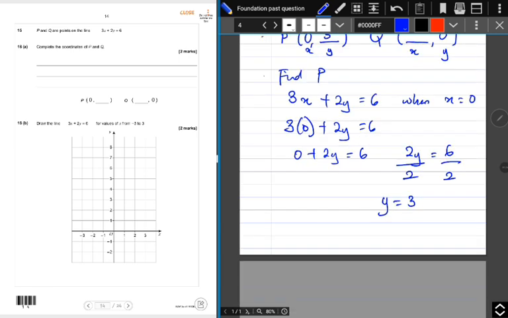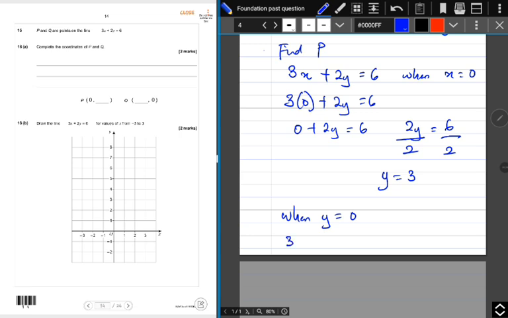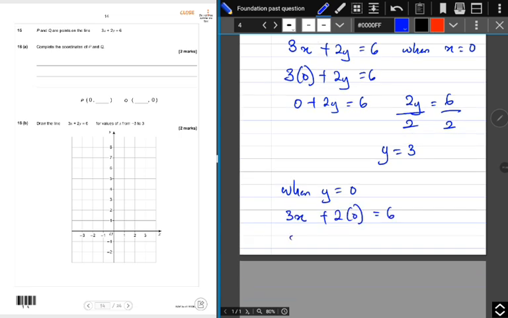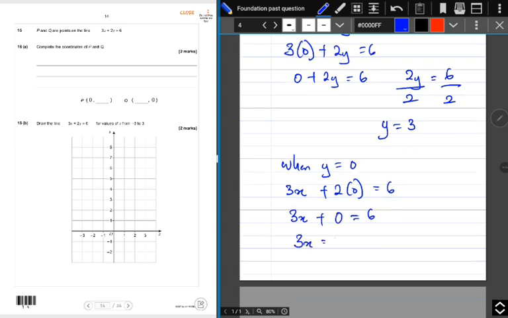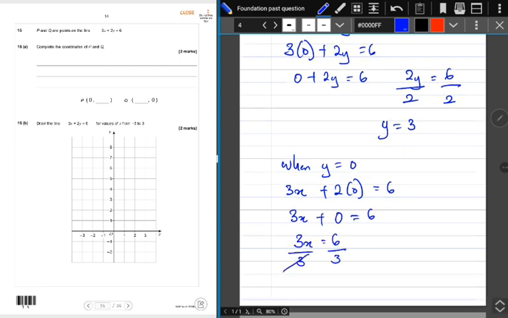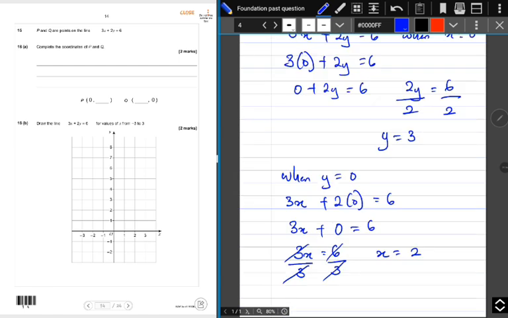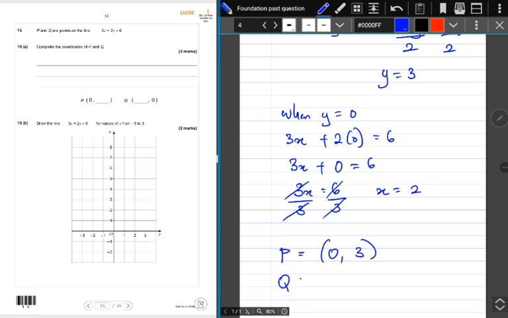Now when y equals 0, this is going to be 3x plus 2 into bracket 0 equals 6. So this is going to be 3x plus 0 equals 6. 3x equals 6, divided by 3 on both sides. This cancels this, and we have x equals 2. So we have this value to be 2. That means P equals (0, 3) and Q equals (2, 0).